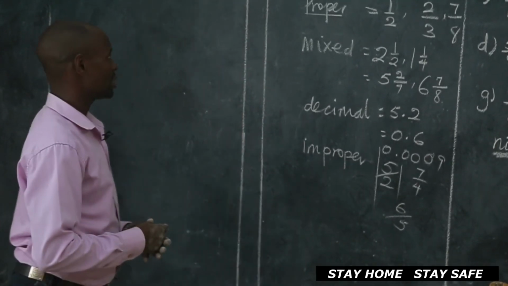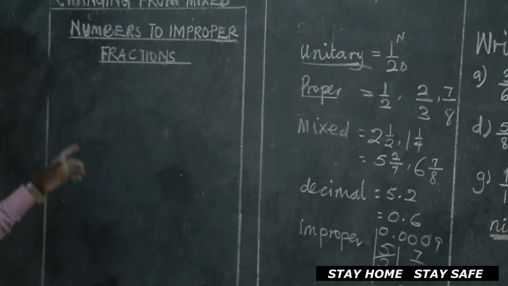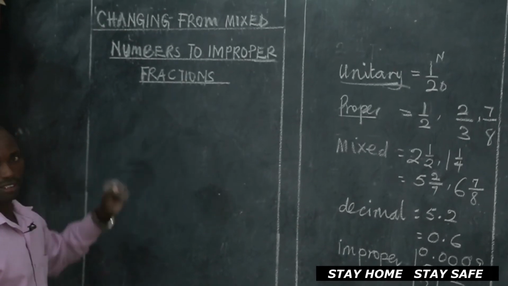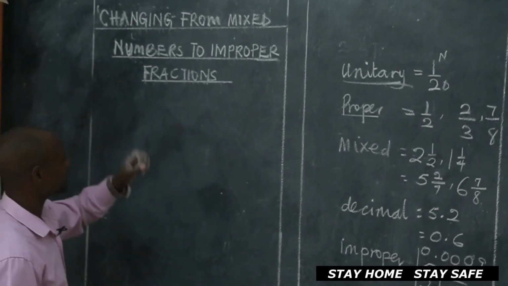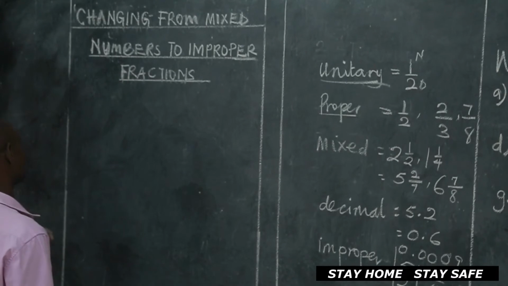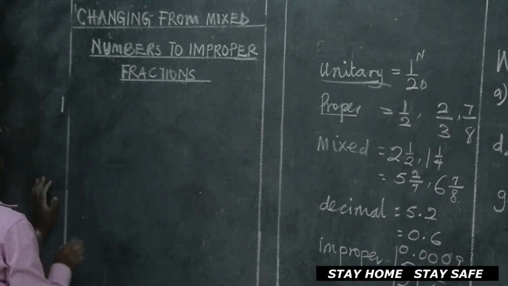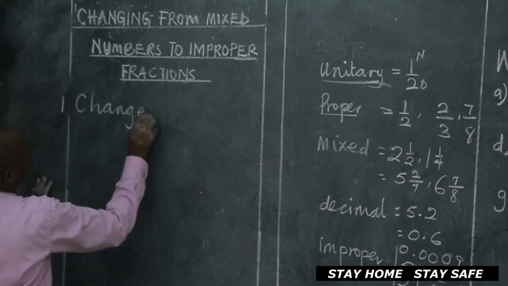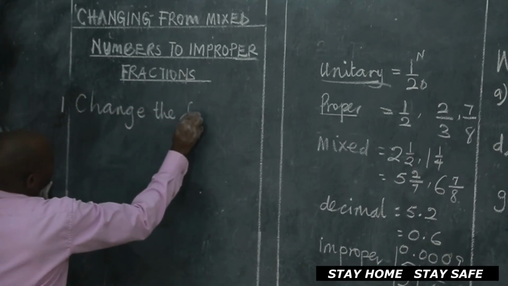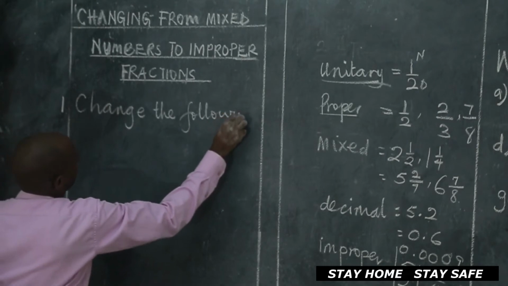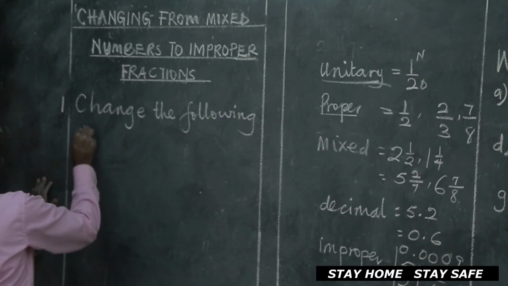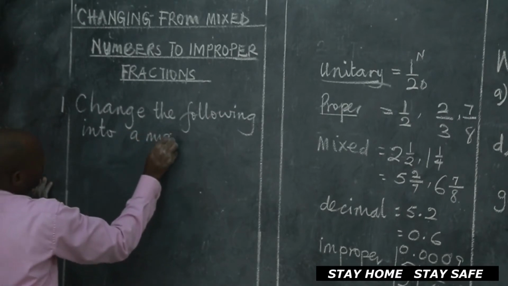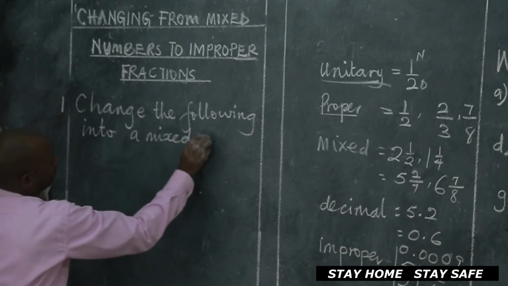So in our lesson today, we are going to look at how we can change from mixed numbers to improper fractions. How to change from mixed numbers to improper fractions. Example number 1, change the following into a mixed number.